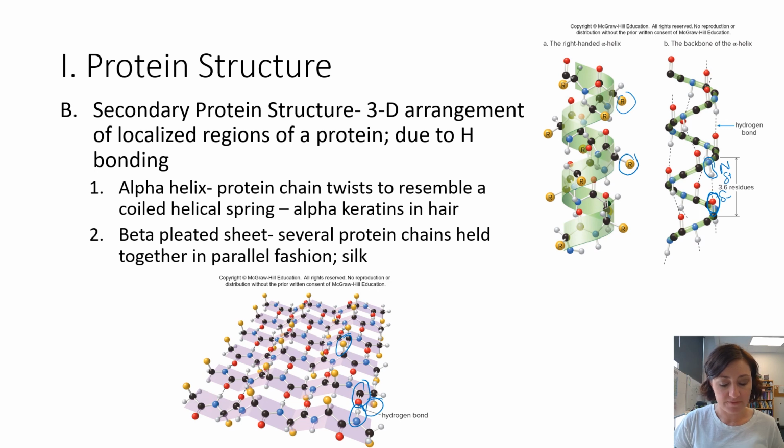Beta-pleated sheets are favored by amino acids with smaller R groups. When you get larger R groups, you have steric interactions that are preventing those parallel strands from coming too close together. So therefore, it can't be stabilized by hydrogen bonding alone.